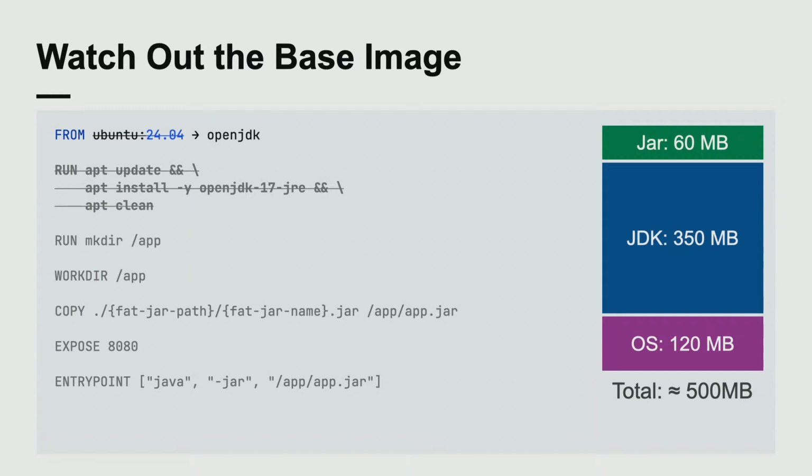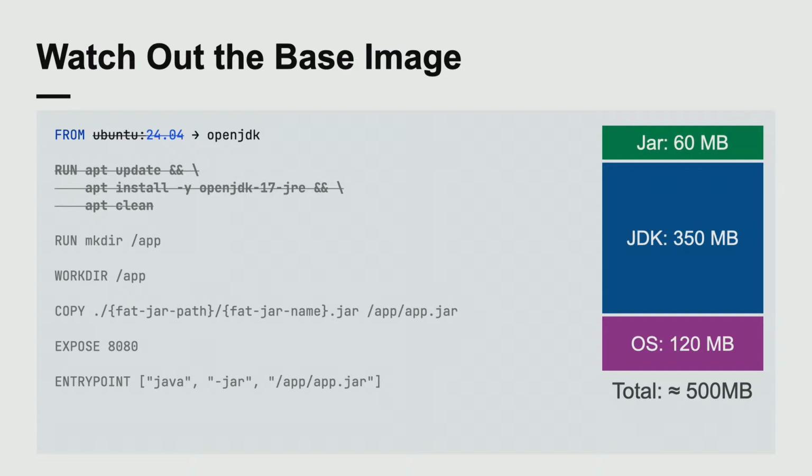After you search on the internet, you might find another tutorial that teaches you that you can use a Java-based image instead of the operating system one. In this example, we switch from Ubuntu to OpenJDK. When you use the OpenJDK-based image, you can avoid the OpenJDK installation during the Dockerfile. After you apply this approach, you can see that the JDK size is reduced to 350, which is smaller.